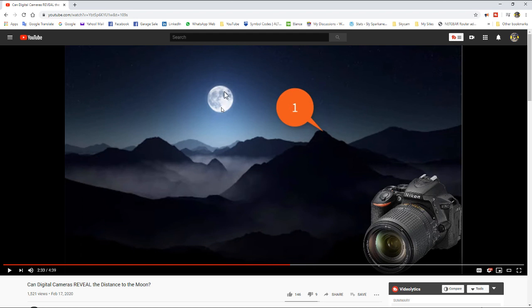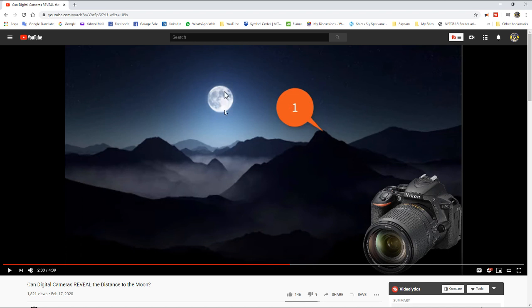This is basically just the precursor to rewarming the argument of we can't focus on the moon because if it's 200,000 miles away, because it's too far away you wouldn't be able to focus on it. That's basically where this entire argument is going.